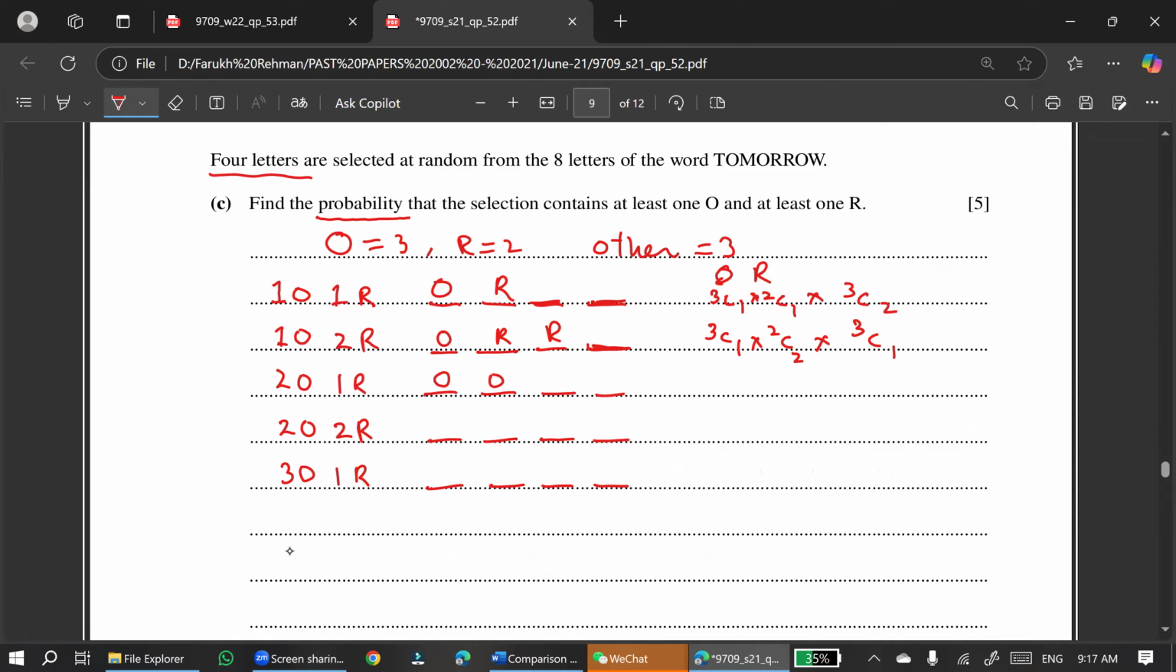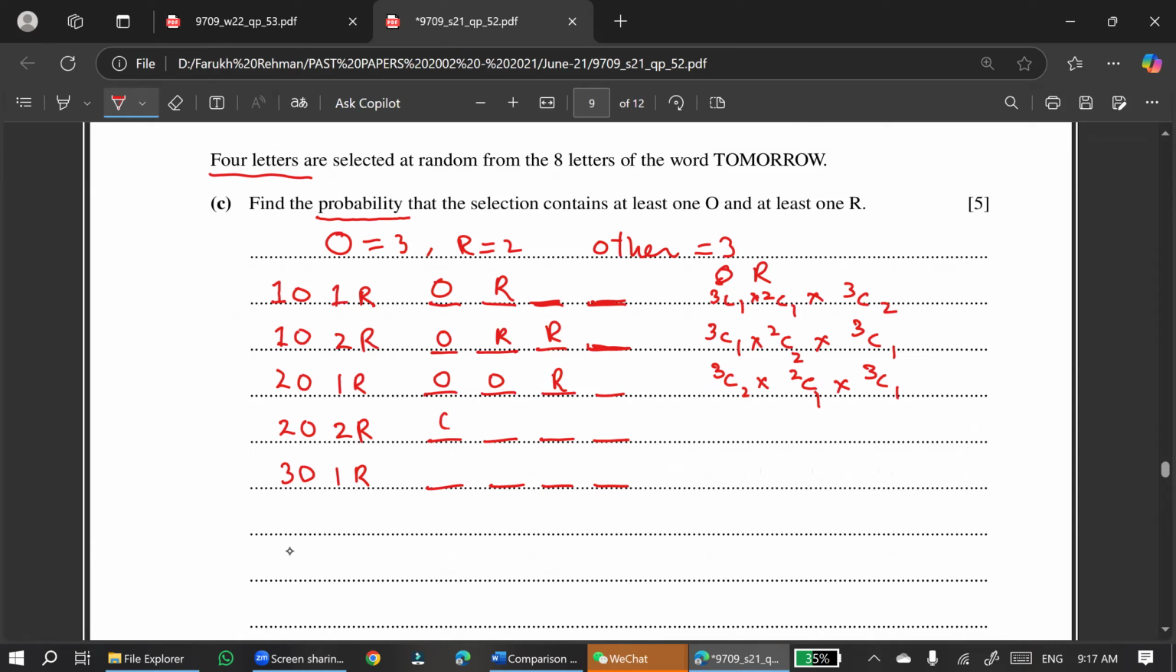2 O's and 1 R. Now, for 2 O's, we will write down 3C2 because in the question we need probability. So we will use combination on the repeated letters. If we only want to find out the selections, then we will not use combination on the repeated letters. For R's, this one is 2C1. Now we need one more letter from the others.